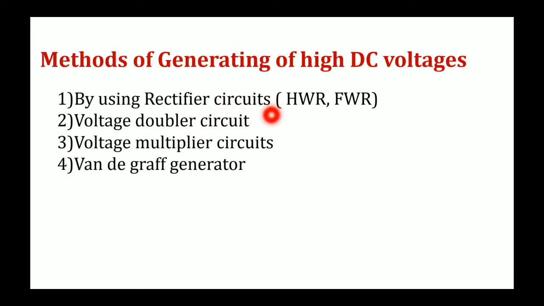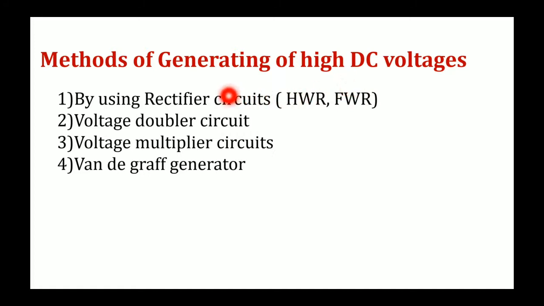Rectifier circuits means, all of you are familiar with what a rectifier is, right? What is it going to do? A rectifier is a device that converts what? Alternating current to direct current, right? It converts AC to DC. Because of that reason only, we make use of rectifier circuits. Which voltage are we generating? High DC voltage. So using rectifier circuits like a half wave rectifier and a full wave rectifier.